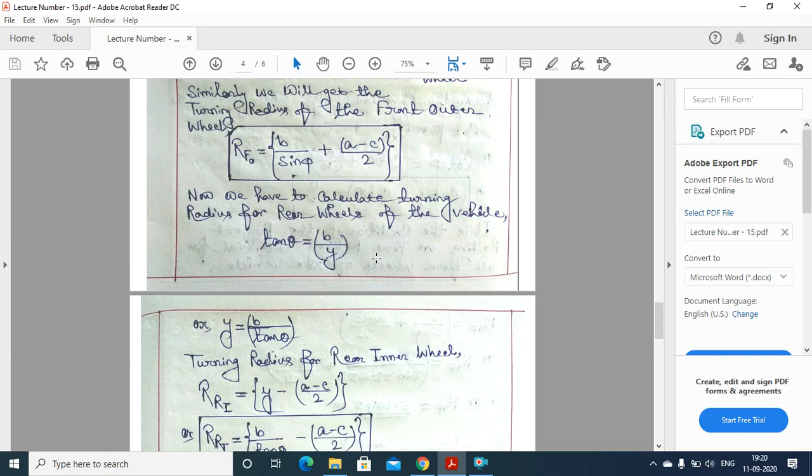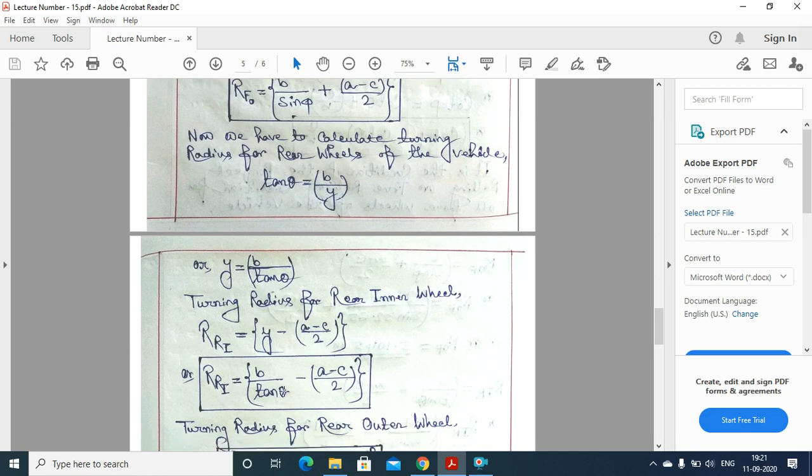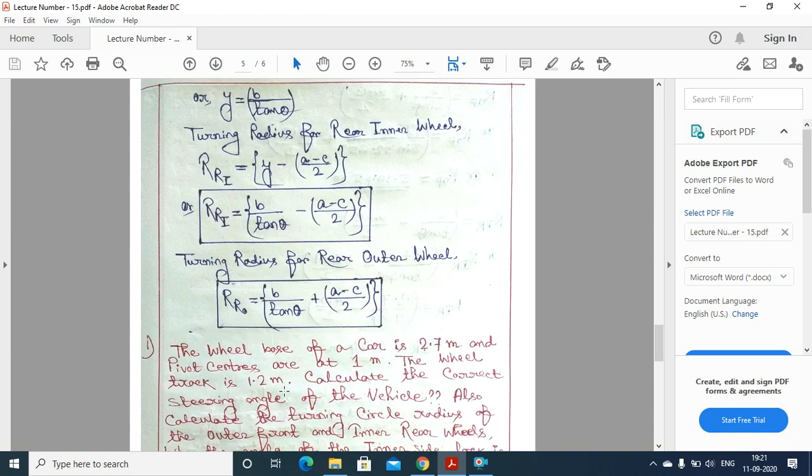Similarly, the turning radius for the rear inner wheel is y minus a minus c by 2. So RRI is equals to b by tan theta minus a minus c by 2. That is the turning radius for the rear inner wheel. Similarly, for the rear outer wheel it will be positive. So for the outer wheel, b by tan theta plus a minus c by 2.